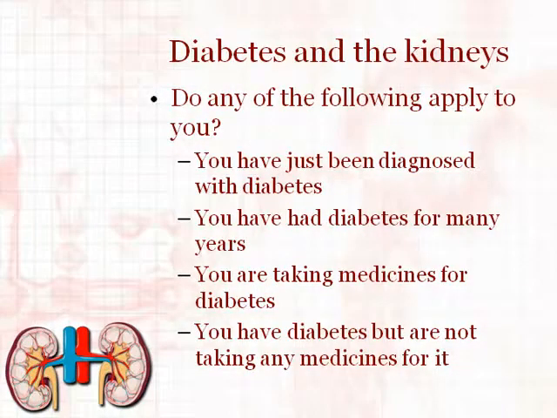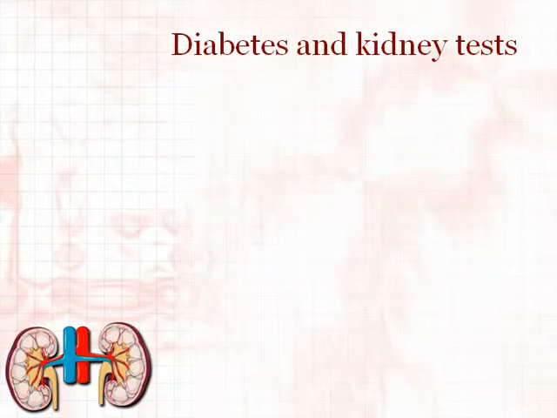You've just been diagnosed with diabetes, you've had diabetes for many years, you're taking medicines for diabetes, you have diabetes but you're not taking any medicines for it, or there is a family member who has diabetes. So what exactly are we talking about here?